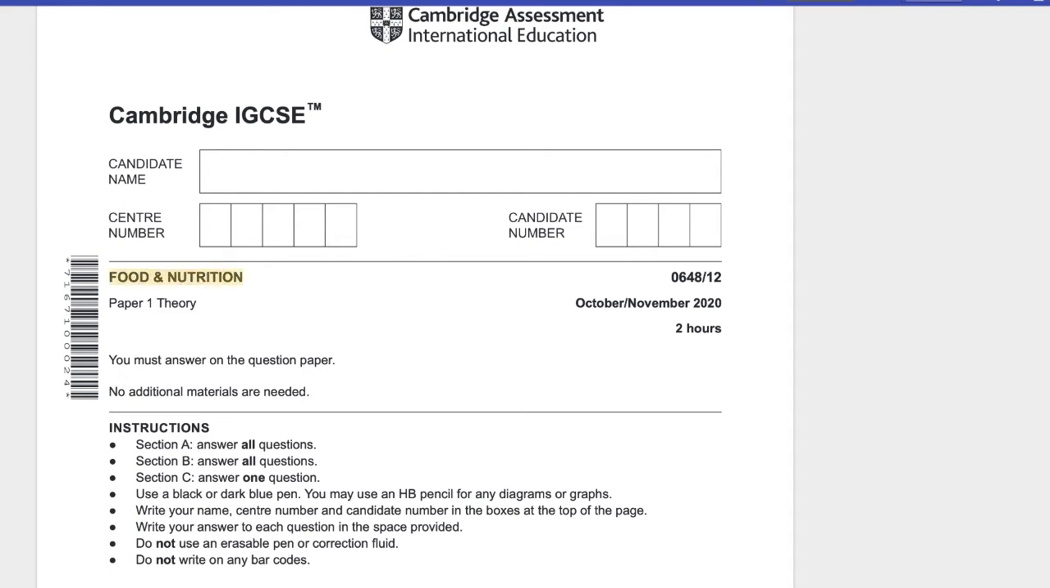Today we're going to be looking at food and nutrition, syllabus code 0648, region 12. We're looking at paper 1 theory from the October-November, which is the winter series 2020.